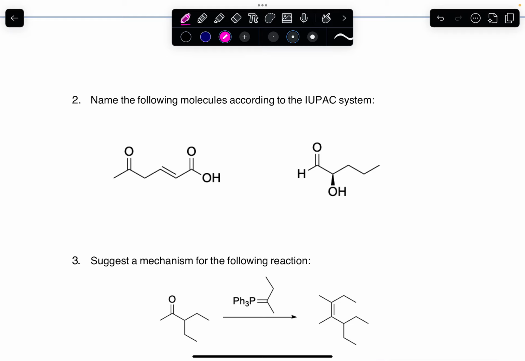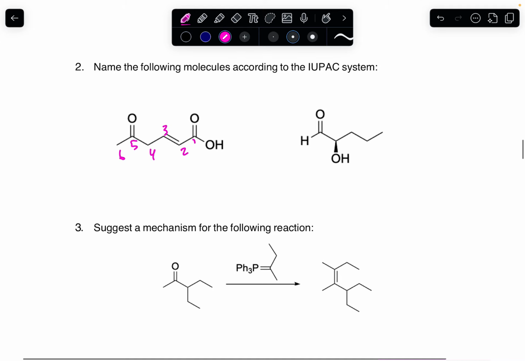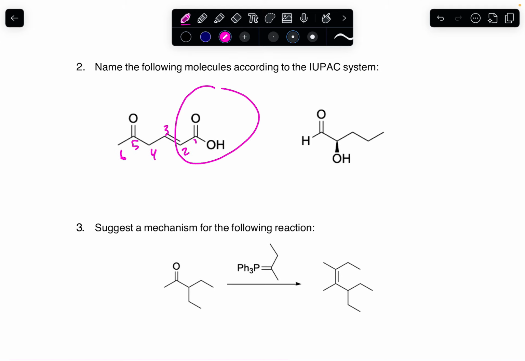All right, we're going to name these molecules according to the IUPAC nomenclature system. So for carboxylic acids, you always want to start with the carboxylic acid on the number 1 position. That'll always be the case. You can always do that.